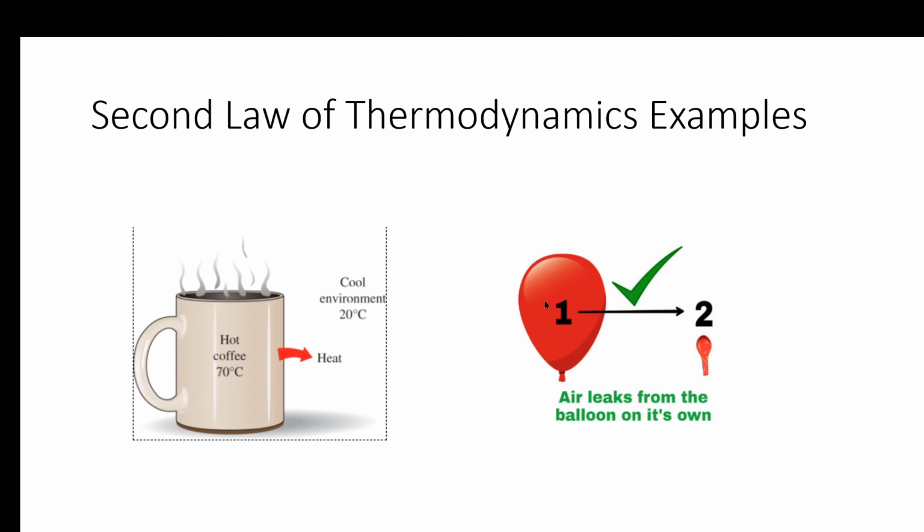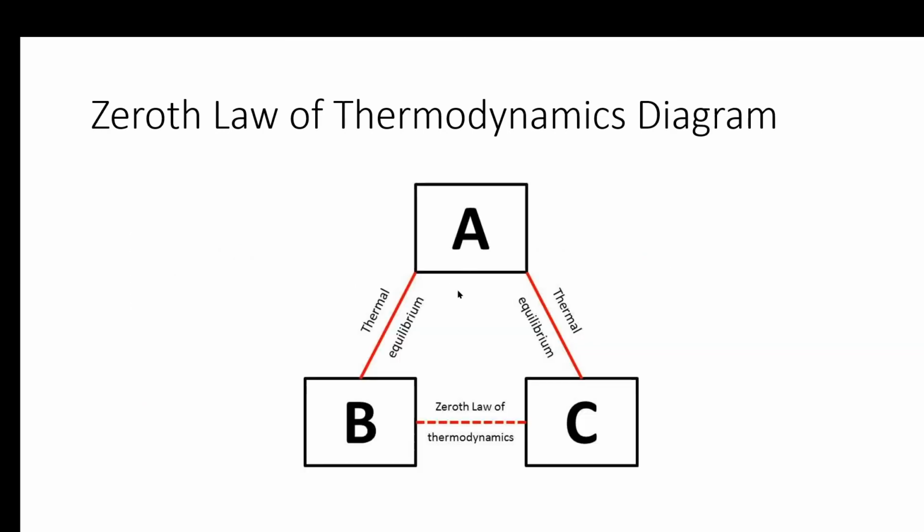So you have a high pressure, stored in a balloon, puncture it or whatever, open it up, and then it's going to go to a lower pressure. Okay. The third one, zeroth law, basic idea. Let's say that A is in thermal equilibrium with B, A is also in thermal equilibrium with C, then B and C are in thermal equilibrium. Okay.